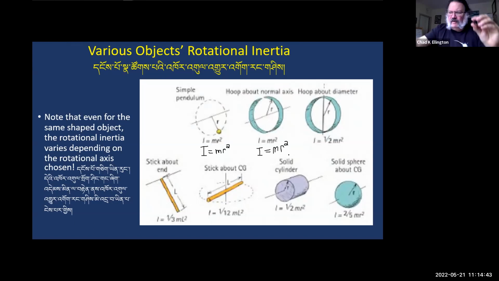And so, of course, these things have different masses and different radii. The expression, the mathematical expression would be, they would have the same rotational inertia if I could find a hoop of the same mass as the ball and have the same radius as it. But it's the expression that is what's important.